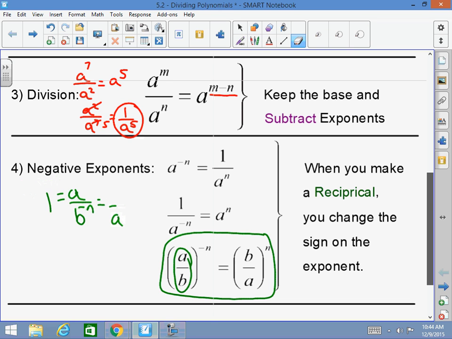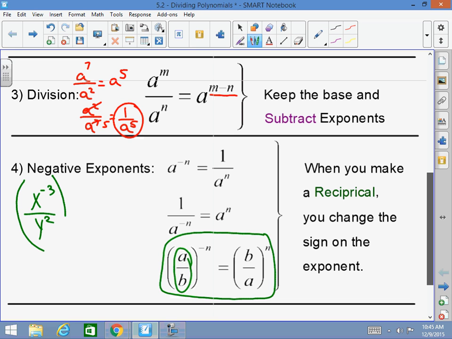What do I mean? Let's say I have x to the negative 3 over y squared, to the negative 4 power. This is what messes up a lot of people. Me, how I like to do it, I flip this, and then I change the sign of this. But when I flip the inside of the parentheses, I do not change the signs. I change the sign of the outside exponent.